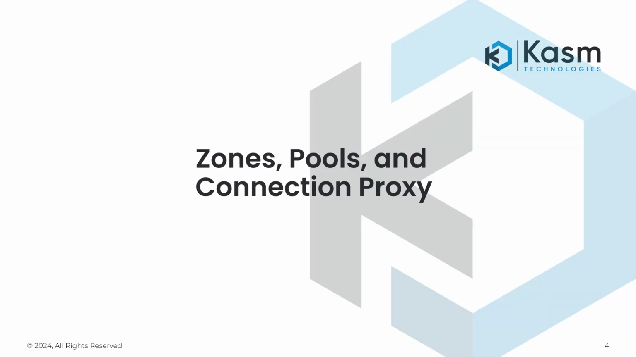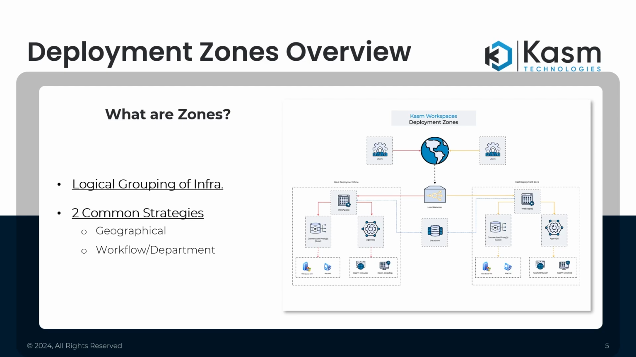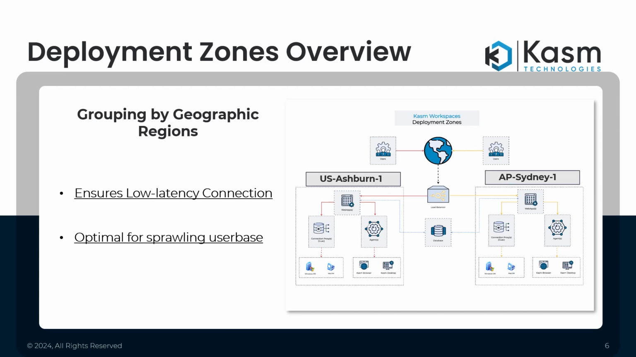Before we set up auto-scaling, it is important to understand some Kasm concepts like zones, pools, and connection proxies. Deployment zones in Kasm enable logical grouping of Kasm services according to your infrastructure needs. Two most common strategies that are used by our customers are geographical zones and workflow/department zones. In geographical zones, the Kasm services are strategically distributed across multiple geographical regions to minimize latency and enhance connection speeds. This setup is particularly beneficial for organizations with a widespread user base across different continents or regions.